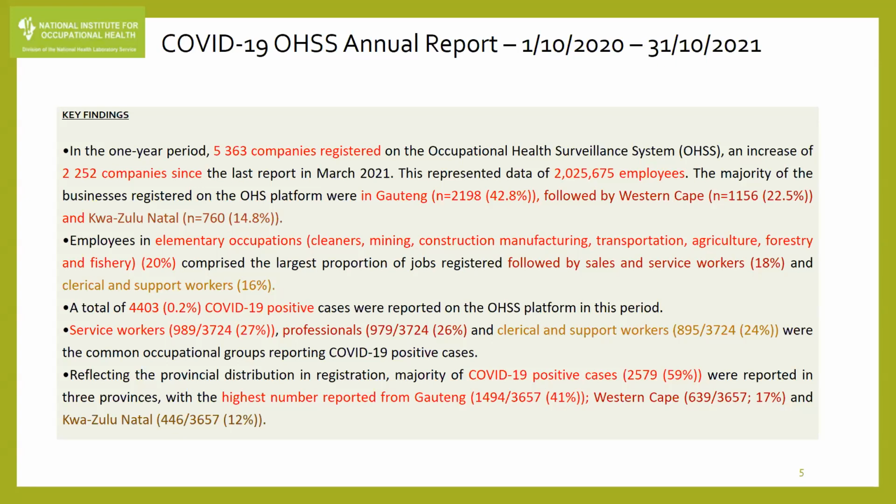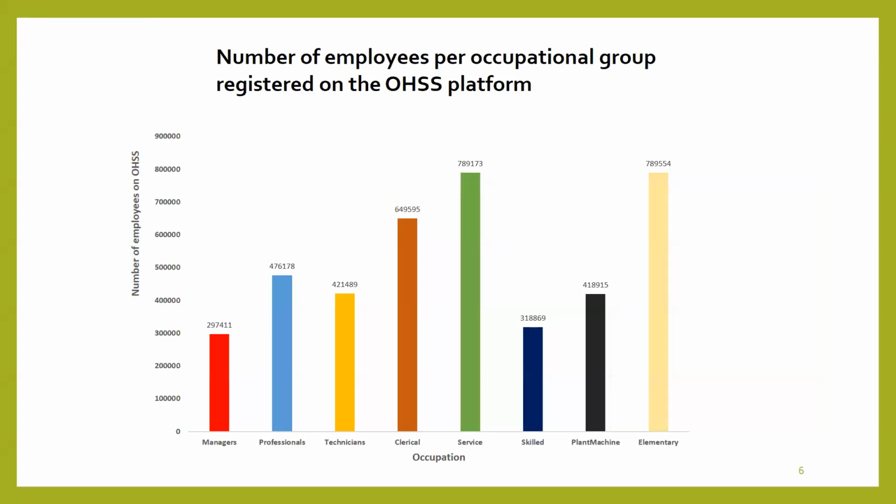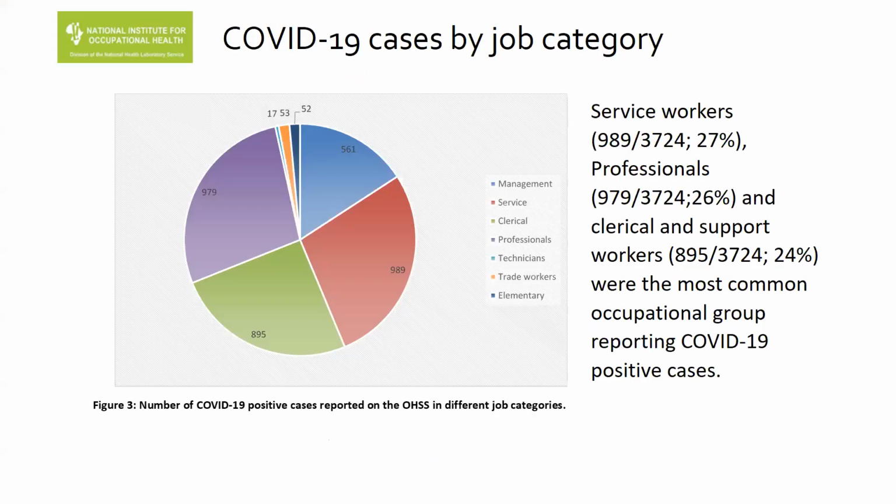2,675,000 employees. From this, we're also able to see from which occupational groups most of the employees were registered on the system. We see that elementary occupations, sales and service workers, clerical workers, as well as professionals formed a lot of the employees that were registered by employers on the OHSS platform. So with the COVID-19 data, this is what we found out. We found out that service workers, as well as professionals and clerical support workers, were the occupational groups most reporting COVID-19 cases.